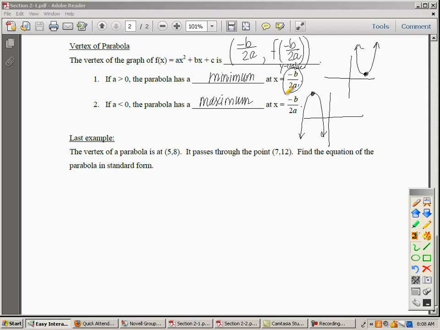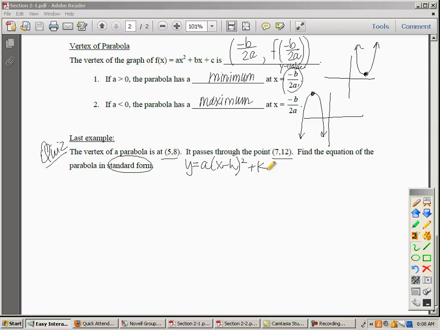This last example is a perfect quiz question. Actually, I love this question, and I believe you have one on your homework as well. But take a look. They tell you that a vertex is at (5, 8), and it passes through this point (7, 12). Can you give me the equation in standard form? Well, let's talk about standard form. Standard form is a times (x minus h) squared plus k.